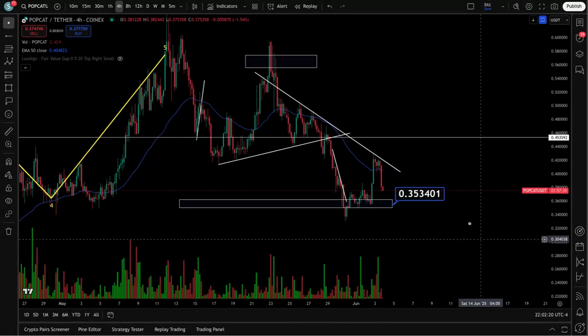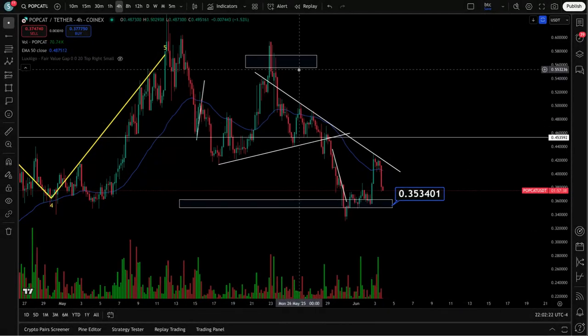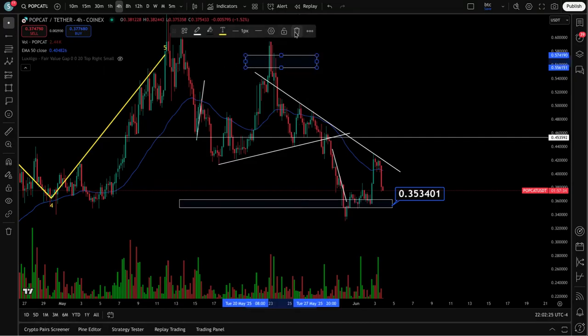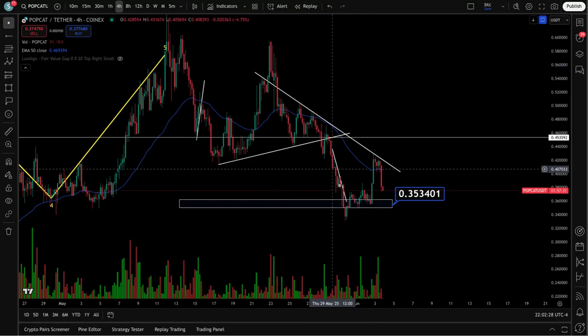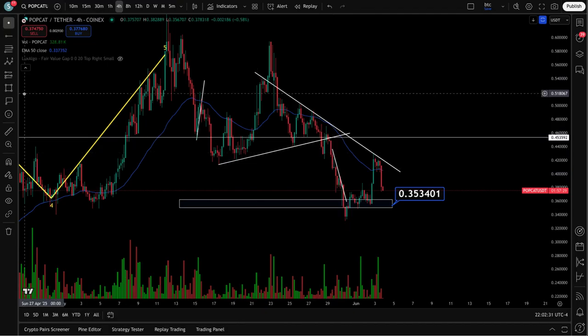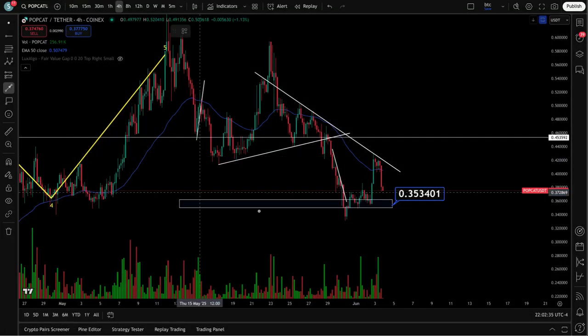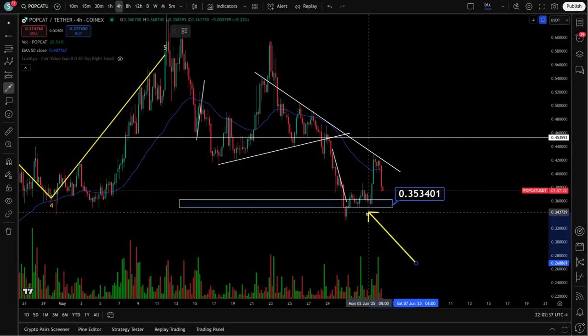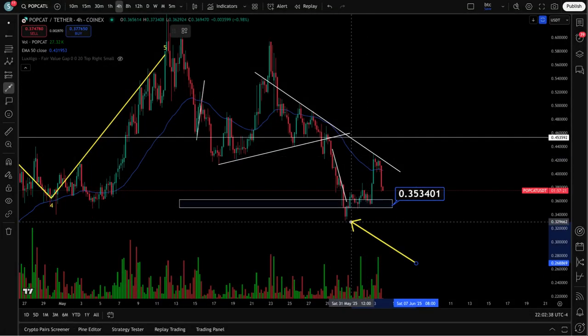Look at Popcat. All right, you can see it hit our, well, first this target up here. Let's get that one off there. It hit that a while ago. And our drop, our retracement target, we ended up hitting it. All right, let's get an arrow here, right here. Okay, went through it a little bit, but it hit our area.